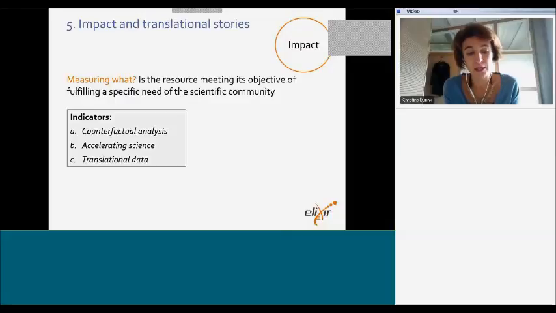Then accelerating science. How does the resource accelerate science? Does the resource set standards? Does it promote reusage of data and software, promote research efficiency, for example? And then translational data. So these are figures that can help a lay audience or a funder audience to better grasp the other indicators that we've been collecting.